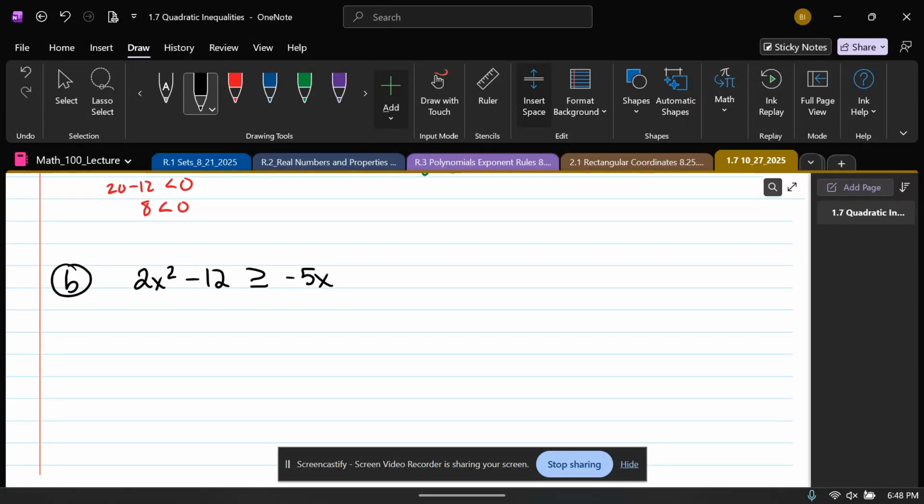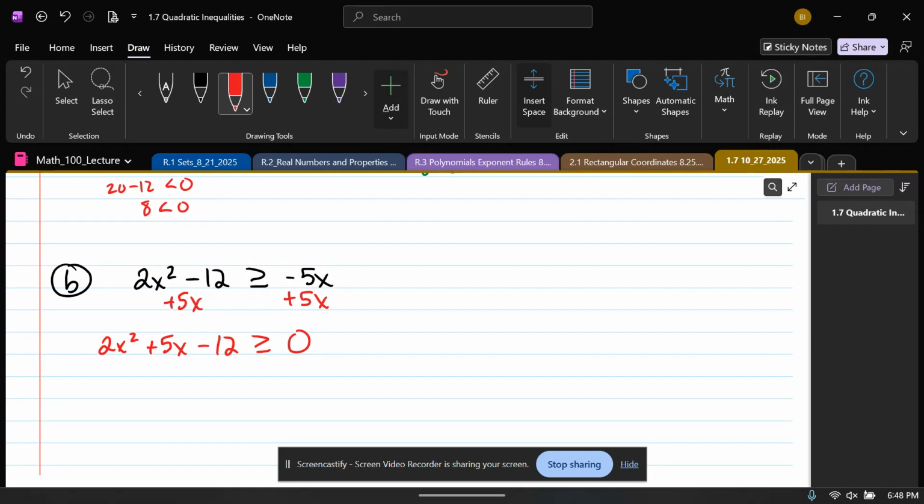So I'm going to move that 5x over there. We'll add 5x. And I'm going to put it in order. Remember, we want it in descending order. So that's 2x squared plus 5x minus 12 is greater than or equal to 0. Okay. So that's our inequality that we're going to test in.